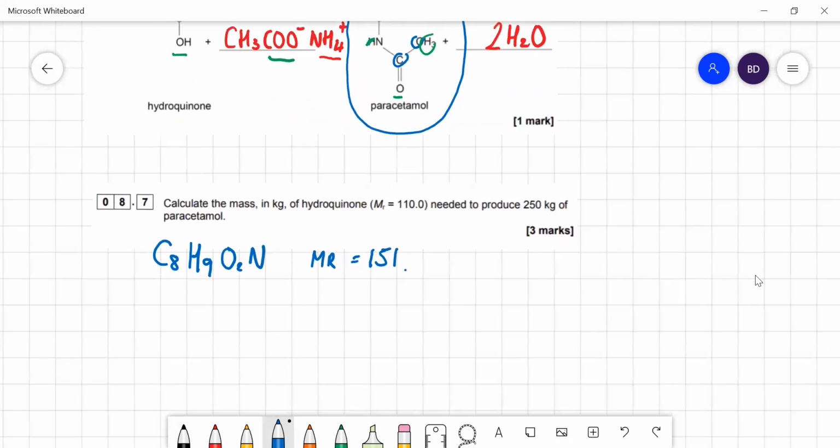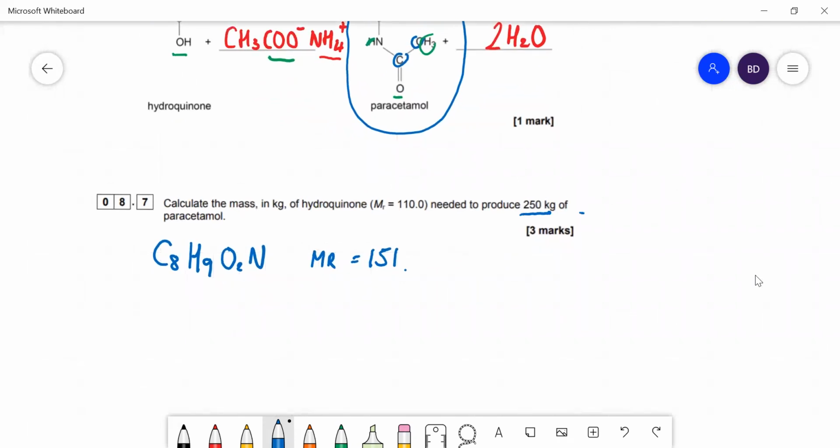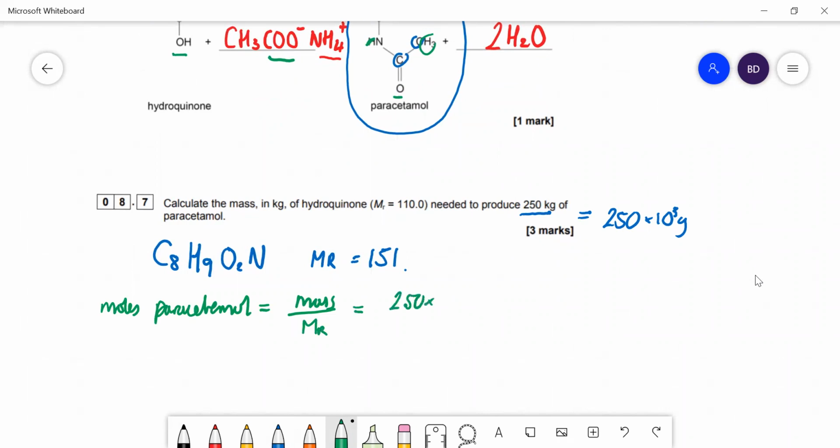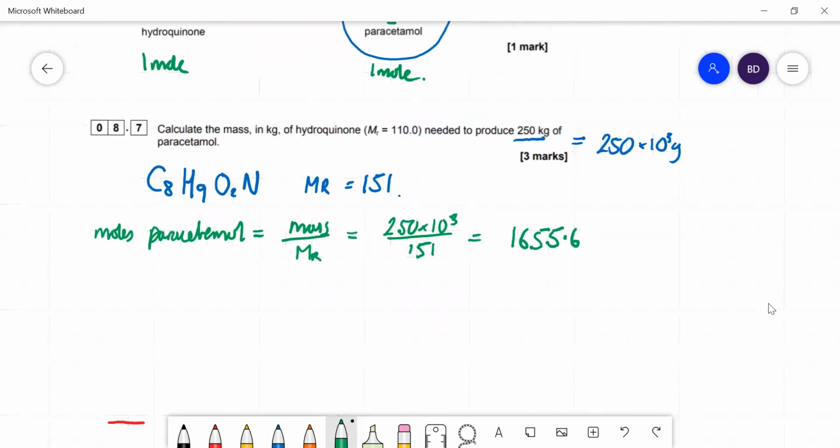Okay, so the mass of paracetamol is 250 kilograms. That's equal to 250 times 10 to the 3 grams. Okay, so moles paracetamol, mass over MR. That's equal to 250 times 10 to the 3 over 151, which gives that number. Okay, that many moles. Now, if you look here, 1 mole of hydroquinone gives you 1 mole of paracetamol. So that means the moles of hydroquinone we're going to need is the same.